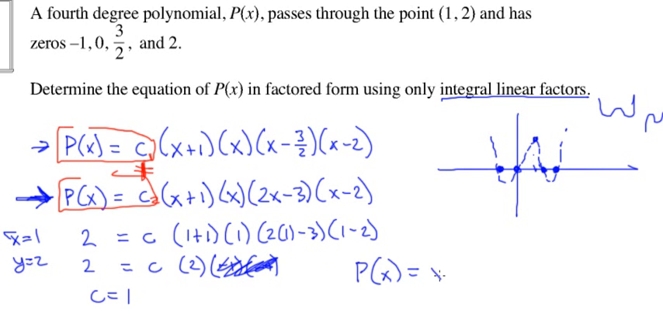So our polynomial is going to be, I'm going to change the sequence a little bit. Normally, if you have a factor that's just x and it's not a binomial, you put that out front. And then we'll follow that with the x plus 1, the 2x minus 3, and the x minus 2. So there we are in factored form with only integral linear factors. If you want, you could write a 1 out here just so people know that you didn't forget the c value, but because it's a 1, not necessary to write it in.